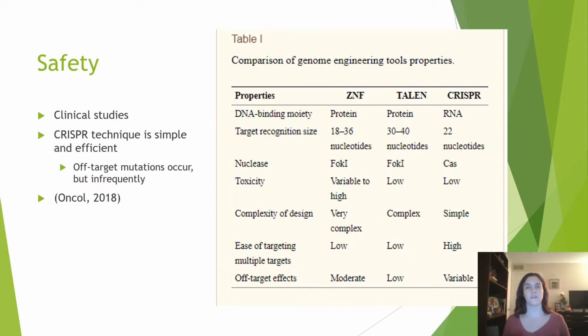While there are off-target effects, they are less frequent than the other 2, but they are more varied, which is where that safety concern comes in, especially in human testing.